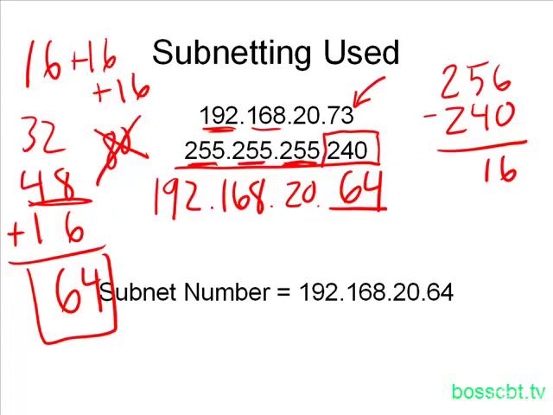192.168.20.64. Okay, so again, to summarize this, if you have an octet which is not 255 or 0, whatever the value is, subtract it from 256, and then that number is going to be your multiple, and you keep just adding it to itself until you get as close as you can to your fourth octet IP address value without exceeding it. And there we go.